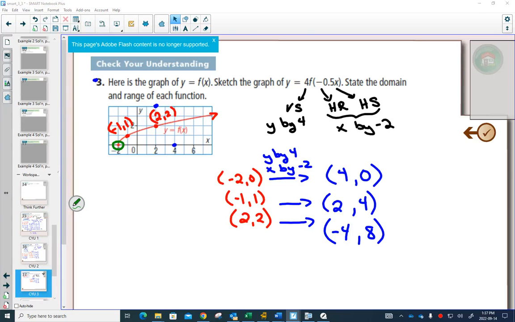Where did that point go? It went to there. So that tells me when I go to graph, I'm going to have this as a starting point. Therefore, my graph looks like this.